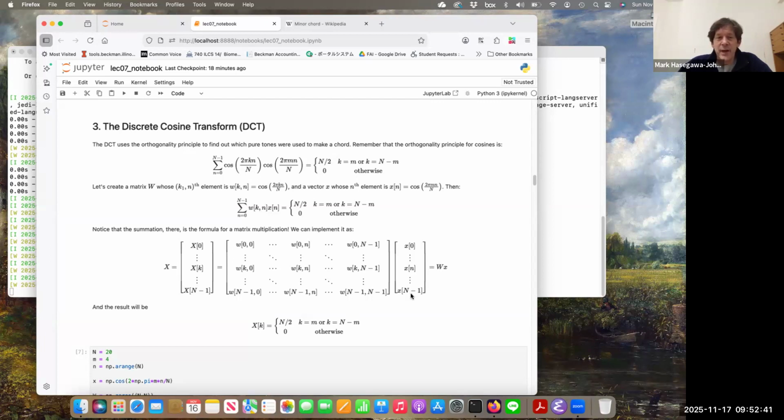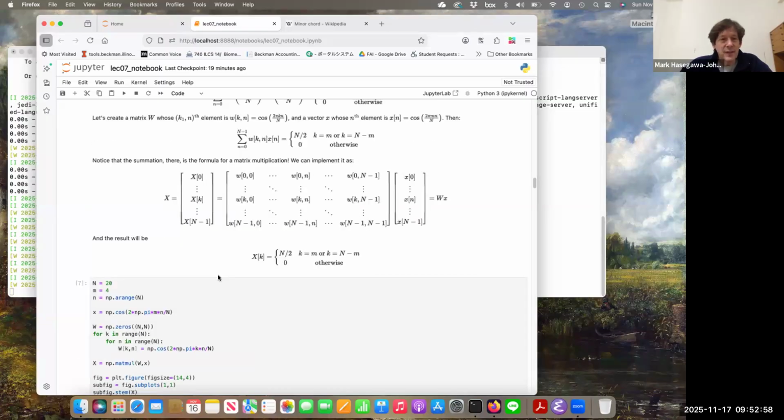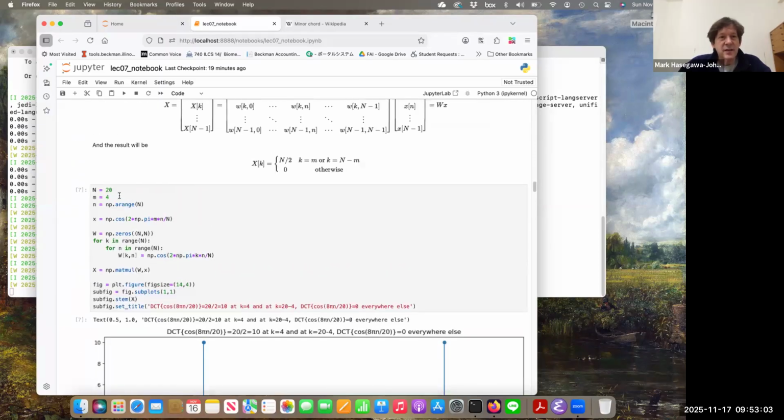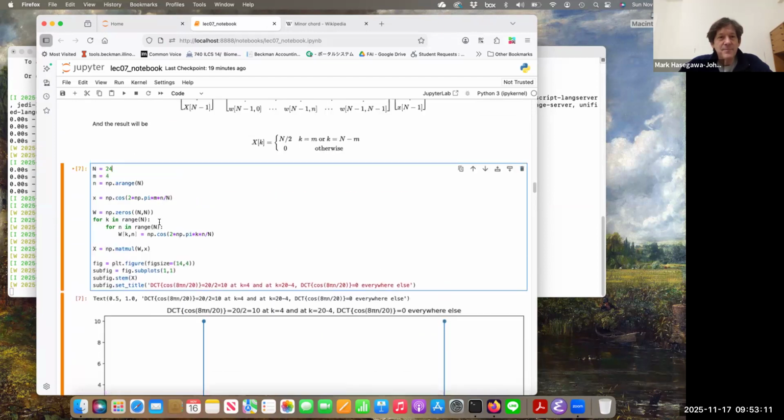So what I can do is take that signal x of n, which is just that minor chord, and multiply it by a W matrix where W has every possible frequency in one of the rows. The first row will be 0 hertz, the second row will be 1 hertz, the next row will be 2 hertz, the next row will be 3 hertz, and so on, all the way down. Let's do this with a cosine at 4 hertz, and let's multiply it by a 24 by 24 matrix. So I'll create a 24 hertz cosine.